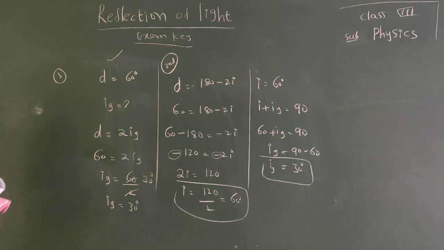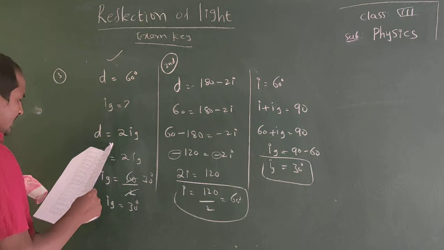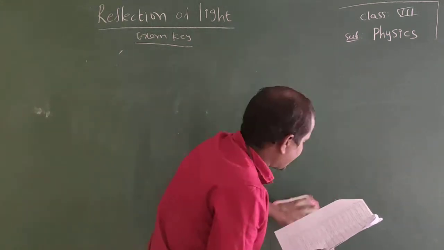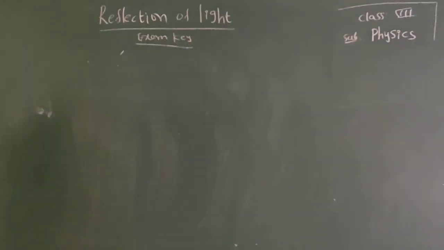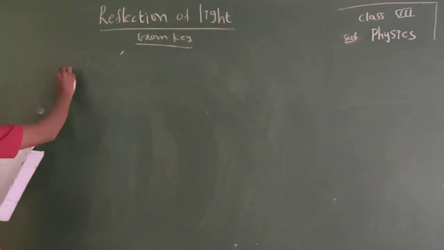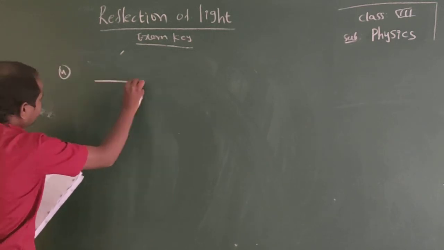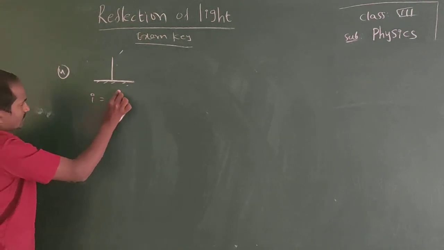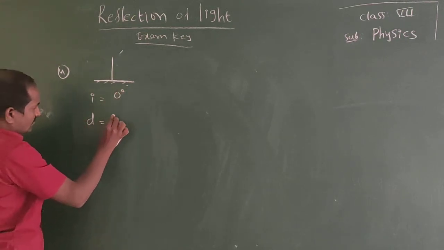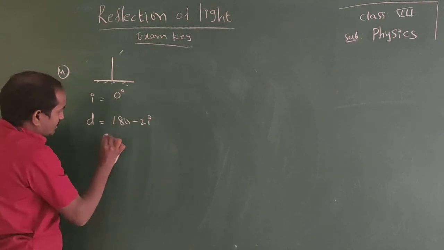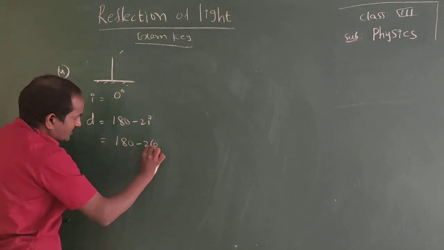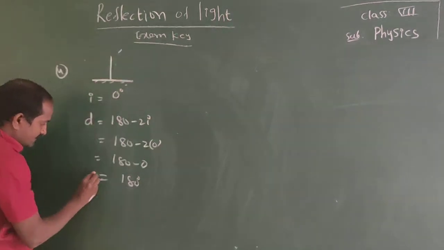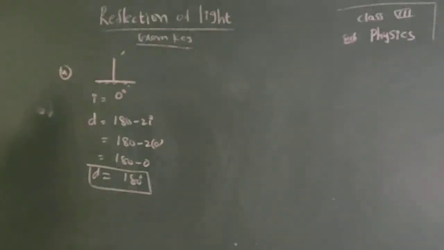Okay. Next, fourth one. A ray of light incident normally on a plane mirror. What is the angle of deviation? If a ray of light is incident normally, it is the normal line. Here i equal to 0 degrees. So D equal to 180 minus 2 into i, that equals 180 minus 2 into 0. So 180 minus 0, that equals 180 degrees. Angle of deviation equal to 180.